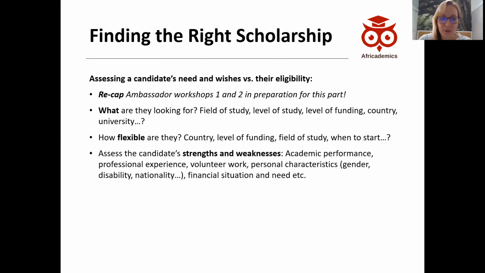And then, as I said earlier, really do that assessment of strengths and weaknesses together with the candidate as well. So look at their academic performance, their professional experience, volunteer work that they've done. Also some of their personal characteristics: gender, disability, nationality. I'm mentioning that because, as you know, those are often criteria for specific scholarships. So someone who is female might have access to different kinds of scholarships than a male applicant, right? Or there are scholarships that are specifically for people with disabilities or of a certain nationality. So those are things that you need to consider.